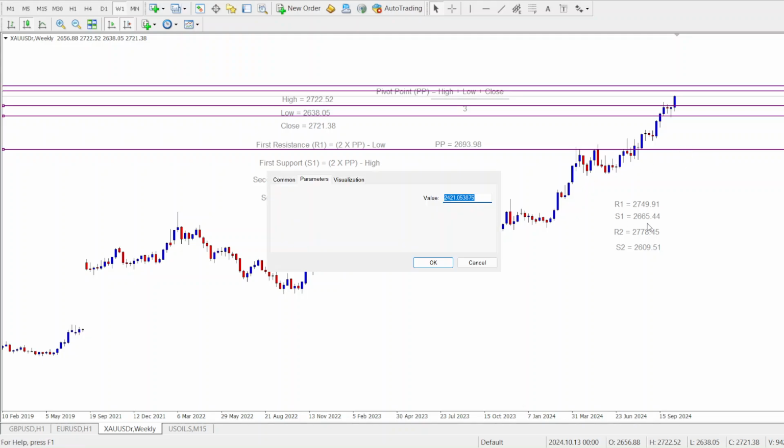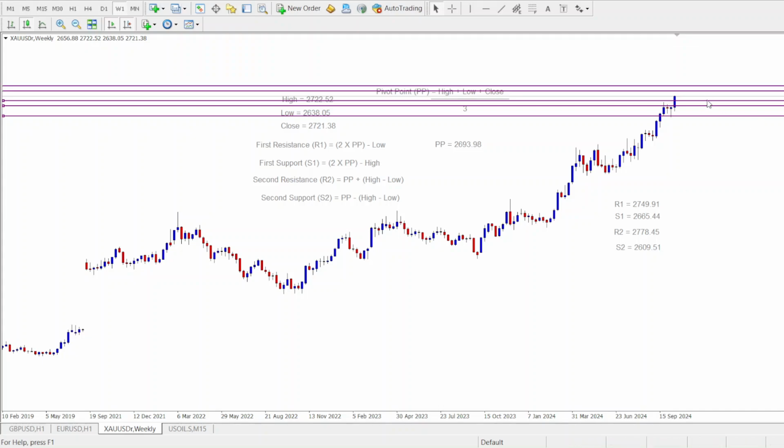That is 2693.98. That's the pivot point itself. So it is the primary support or resistance level. If the price is above the PP, the market is generally considered bullish. If below, the market is considered bearish.